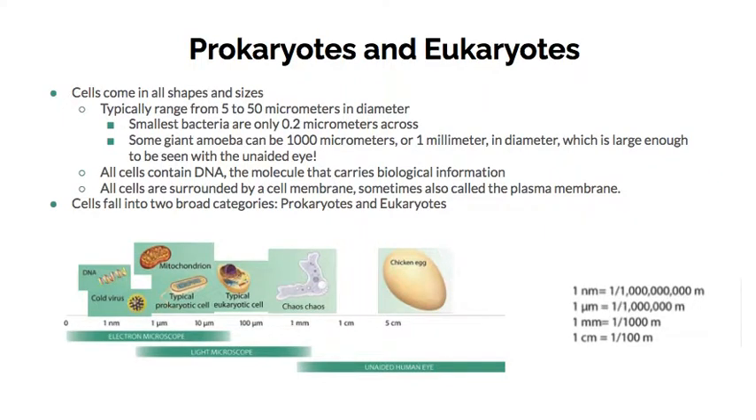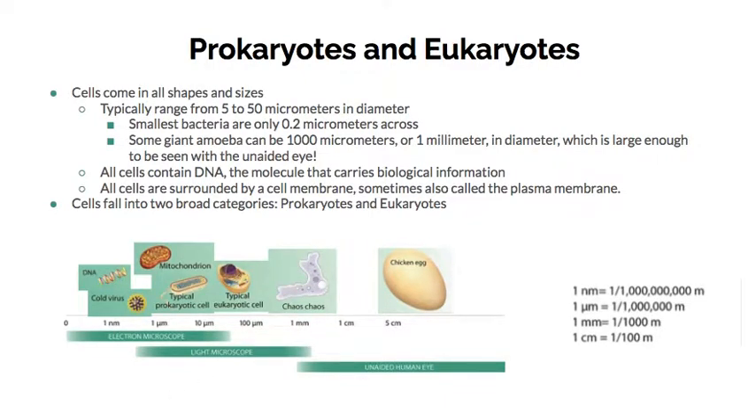So cells come in all shapes and sizes. They can typically range from 5 to 50 micrometers in diameter. The smallest bacteria are only 0.2 micrometers across, and some giant amoeba can be 1,000 micrometers or 1 millimeter in diameter, which is large enough to be seen with the unaided eye. So down here, this is kind of that scale showing the different sizes. And then here you have that chaos, which is a pretty funny name, but that's that giant amoeba mentioned.